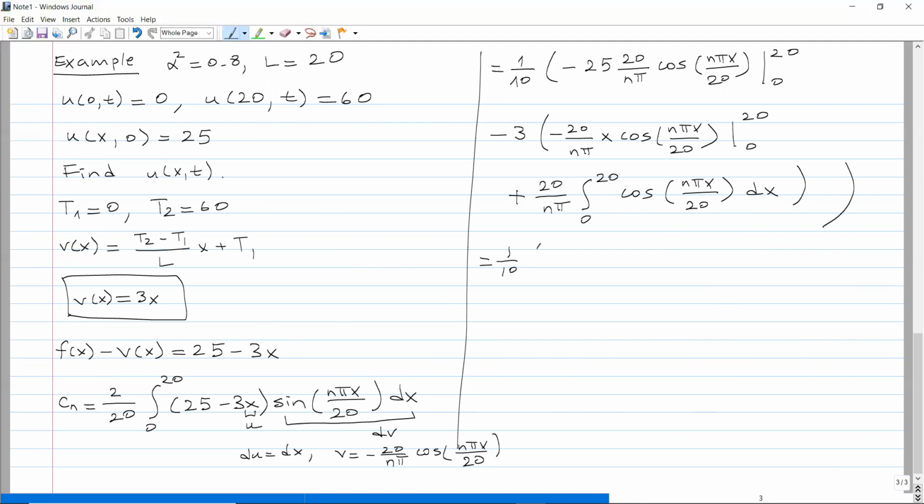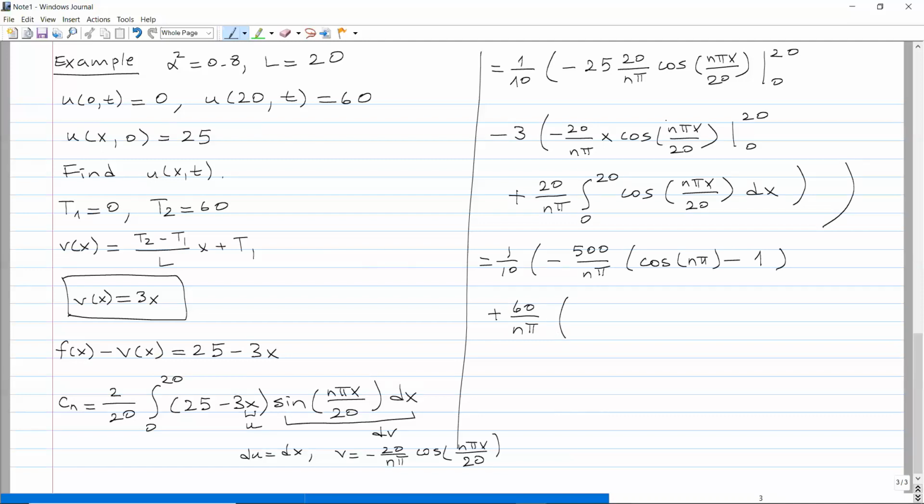Okay, 1 over 10. 25 times 20 is 500, so minus 500 over n pi. Now, if we substitute x equals 20, we have cosine of n pi. Minus, if we substitute x equals 0, cosine of 0 is 1. Okay, that's for this. Okay, minus 3 times minus 20 over n pi, so plus 60 over n pi.